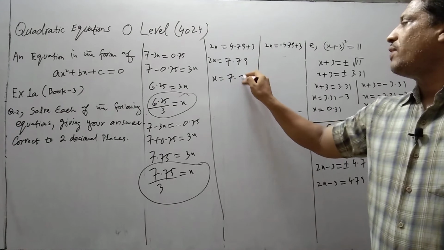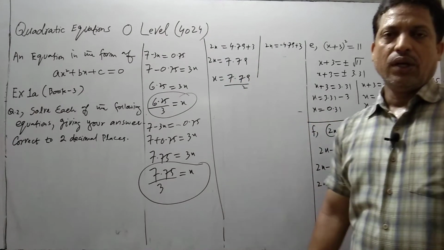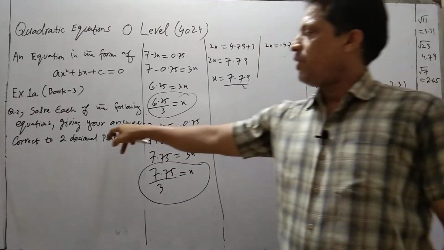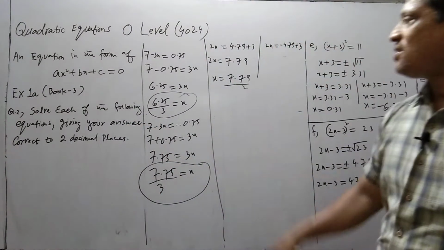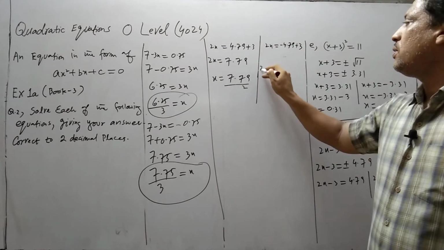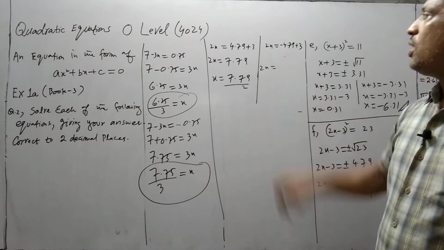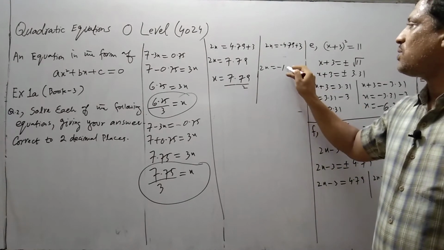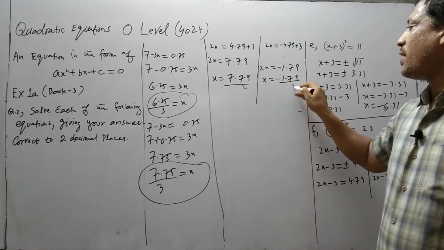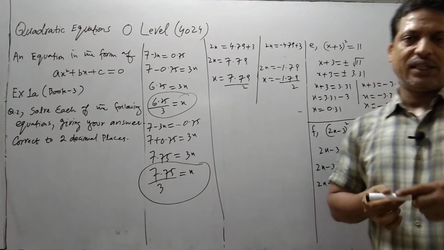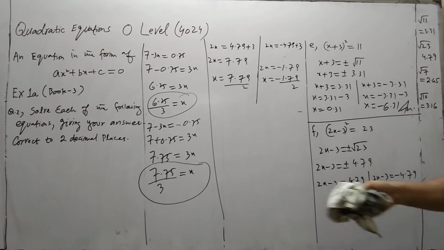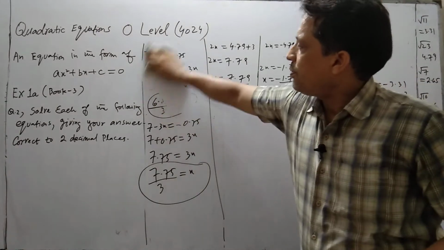x is equal to 7.79 upon 2. Use a calculator to divide and write the answer in 2 decimal form. 2 decimal form means writing only 2 digits after the point. Okay student? 2x is equal to minus 4.79 plus 3, which is minus 1.79, and x is equal to minus 1.79 upon 2. I hope you understand and you are feeling that these kinds of questions are very easy.